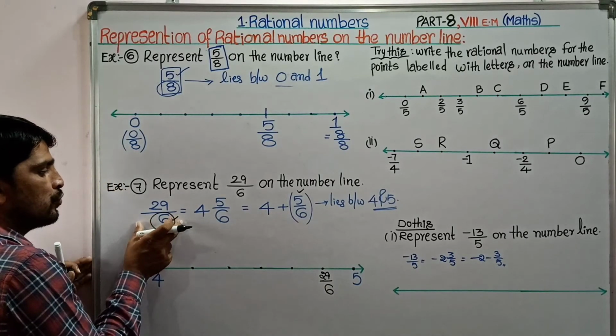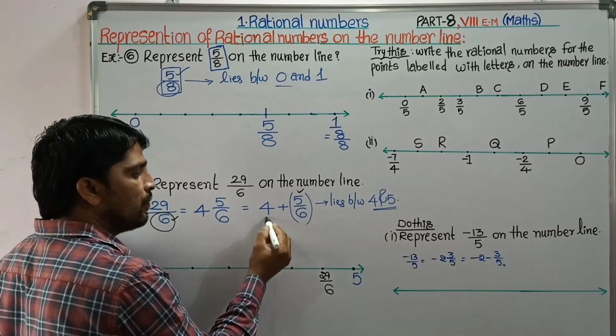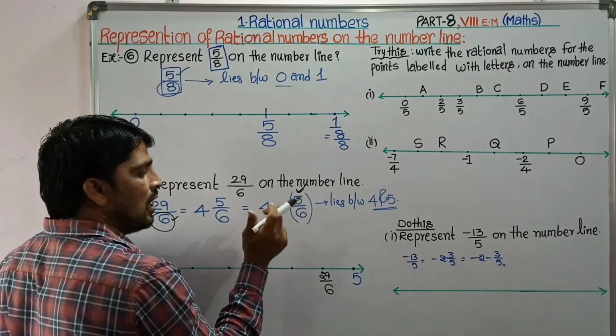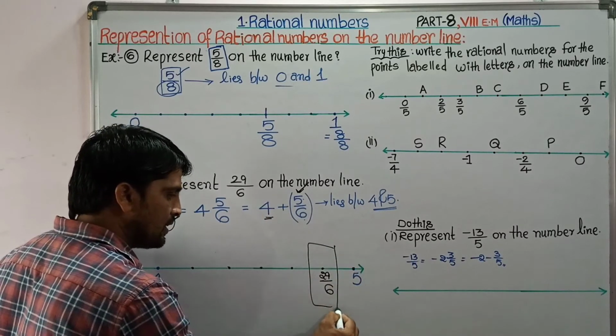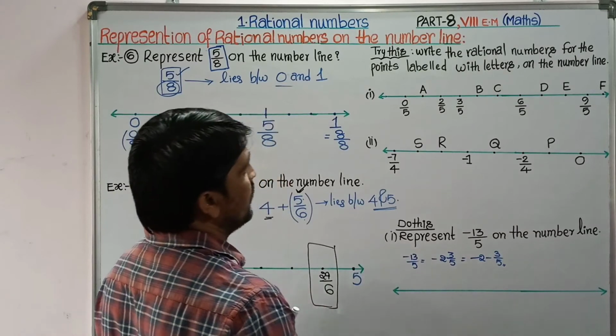As we know, 29 by 6 lies between 4 and 5. After the 4, it is the fifth part out of 6 equal parts. So the answer is 29 by 6. Okay, now try this, do this in the textbook.